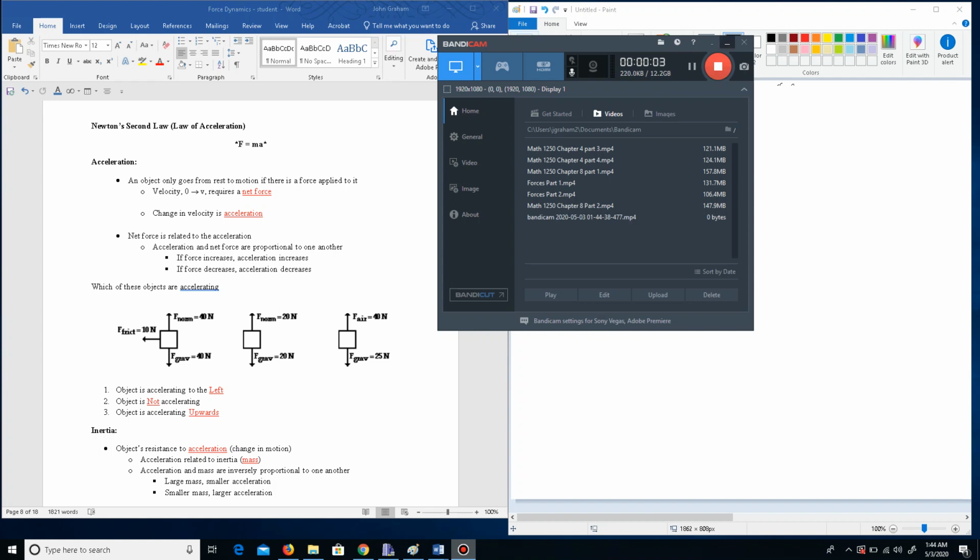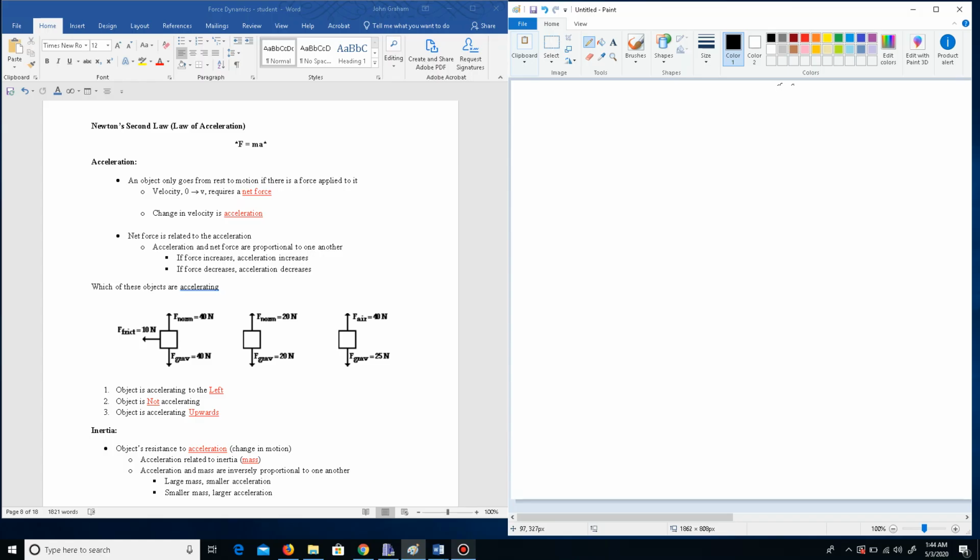Hi, this is Physics 1, Chapter 4, Part 3, and we have gone through Newton's first law. We went over free body diagrams, which are going to be very important, and the different kinds of forces. Throughout that, we mentioned that force, and specifically a net force, is related to acceleration. As a matter of fact, you can't have an acceleration without a net force.